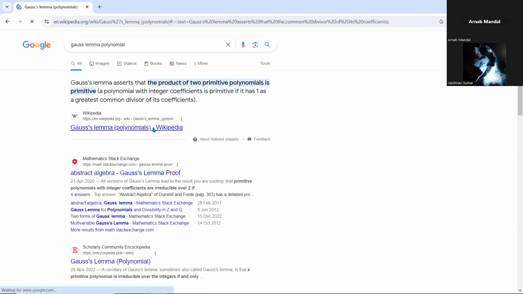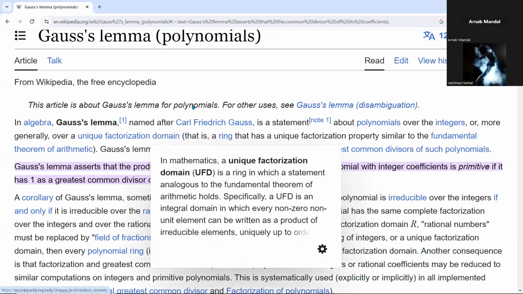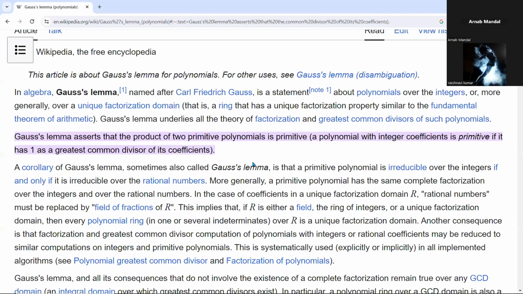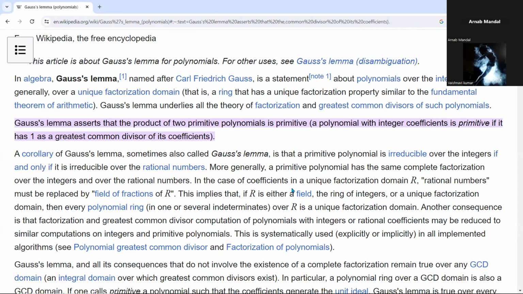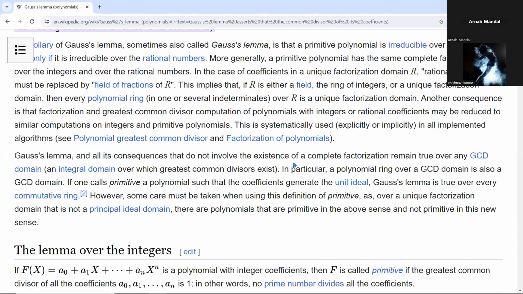Polynomials. Yeah, and so the statement is that the product of two primitives is primitive. And the corollary is that a polynomial is irreducible over integers if and only if it's irreducible over rationals. Then it can be generalized and does not involve the existence of a complete factorization. And see, this is the guess I made. I would have read it sometime earlier, so I remember. It's true over a GCD domain.